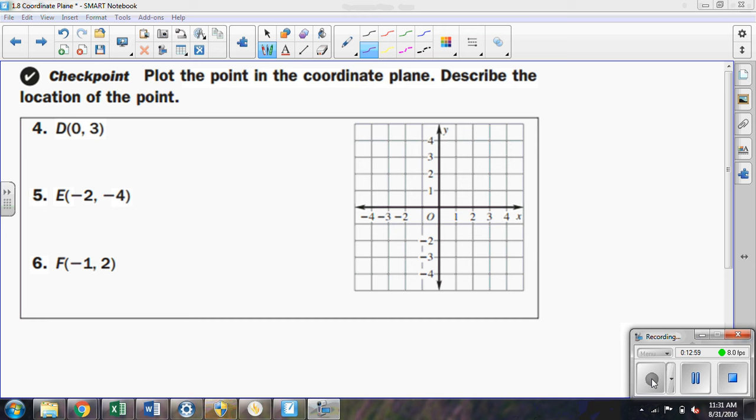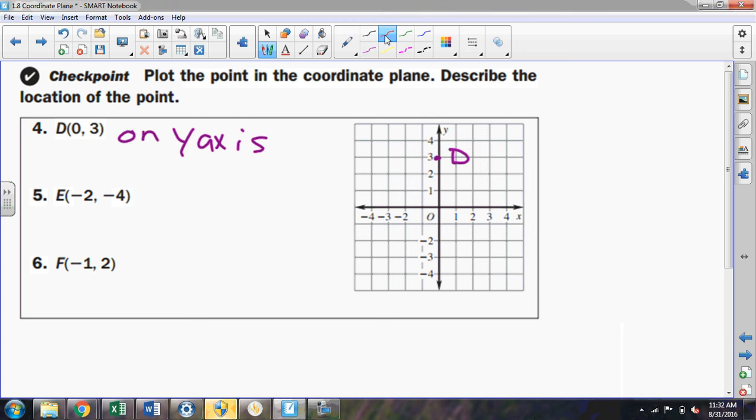Let's plot our points. D is located at 0, 3. So left and right is going to be not at all. Just straight up 3. Where is that located? That is on the y-axis, yes.